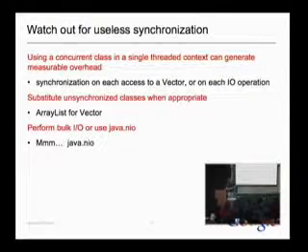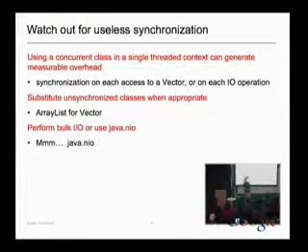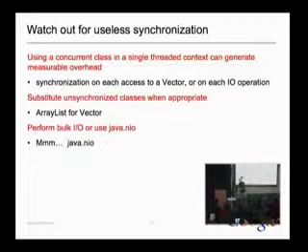Watch out for useless synchronization. This is one of those little performance tips. If you use a class that was designed for concurrent use in a single-threaded context, you can generate measurable overhead. I said that Java tries to remove unnecessary locking, but doesn't always succeed. So you can, in fact, generate measurable overhead if you use things like Vector or Hashtable or a synchronized map when you're not supposed to be using a synchronized map. Substitute unsynchronized classes when you're only using them in a single-threaded context.